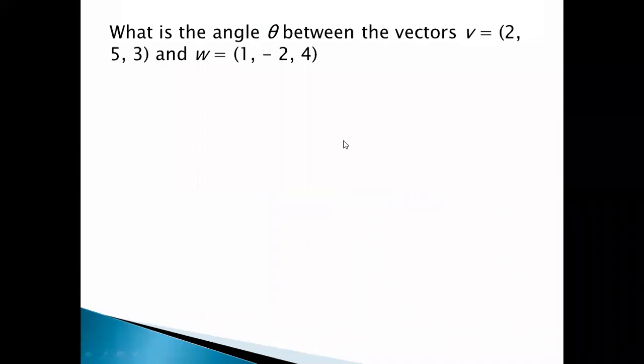Okay, write down this example. What is the angle theta between two vectors v equal to (2, 5, 3) and w equal to (1, minus 2, 4)? So how to find this? First note the example and then we'll see how to find this.